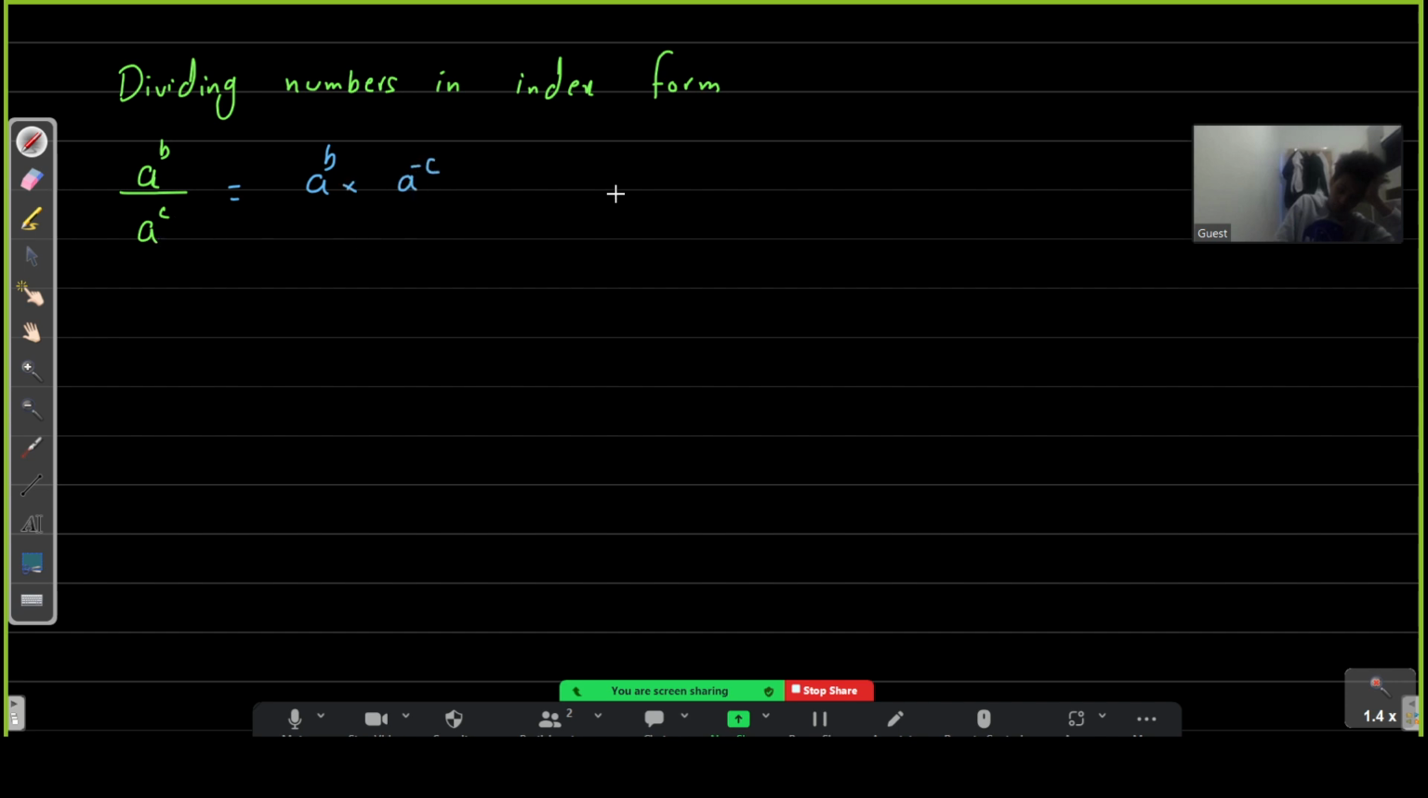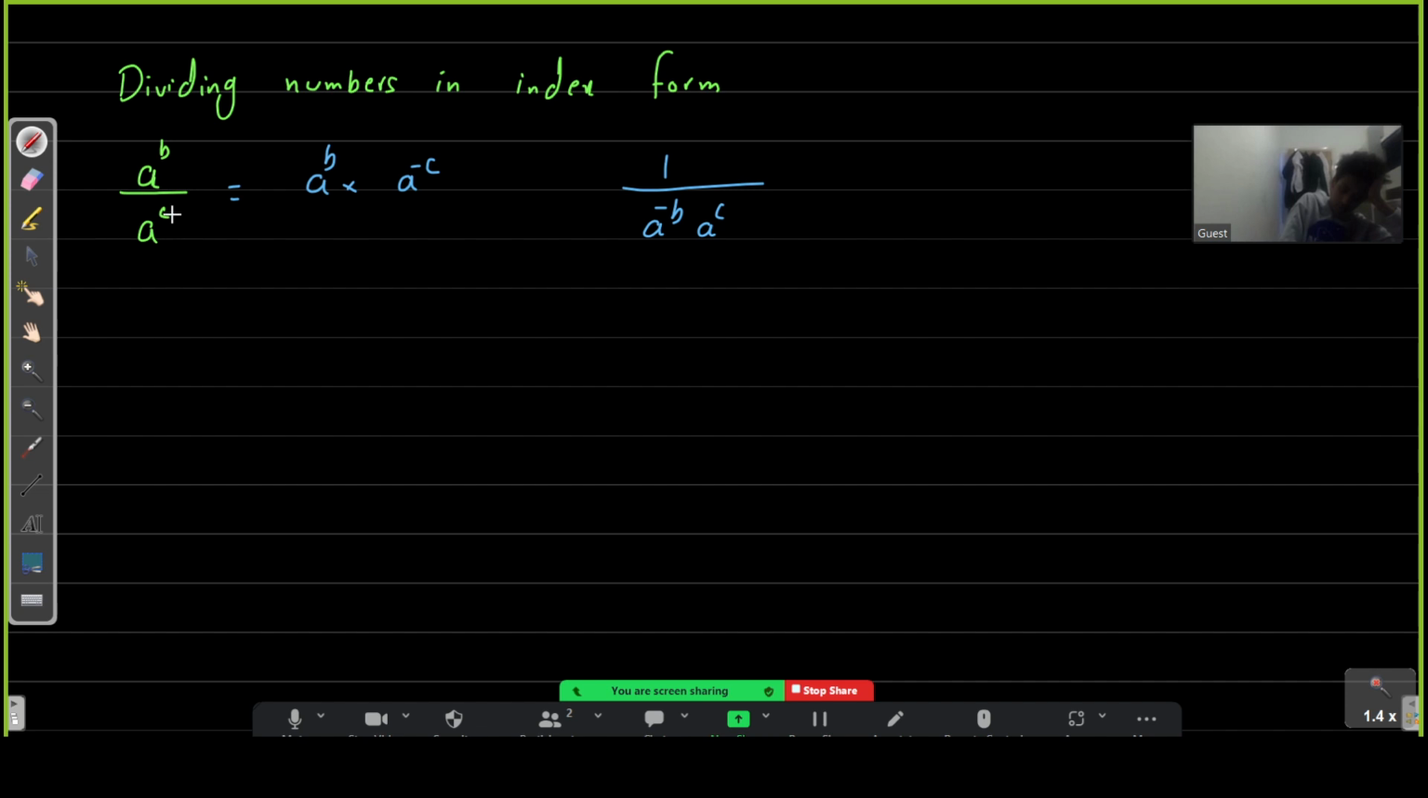And if I am going to take this a power b into the denominator, what's going to happen? It will be a power minus b into a power c. If you take any power function from the denominator to the numerator, or the other way around, it will become a negative power. You got it? Why does it happen? I'm going to give you the proof.